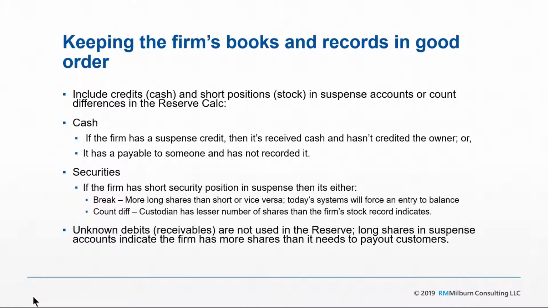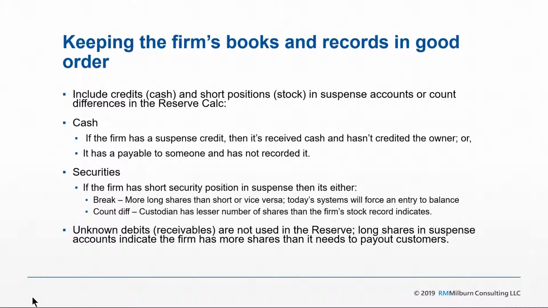So what we're doing here is we're keeping the firm's books and records in good order. Now that includes cash and short positions and stock and suspense accounts or account differences. All of these items are going to go into the reserve calc. For cash, if the firm has a suspense credit, then it's received cash and it hasn't credited the owner.